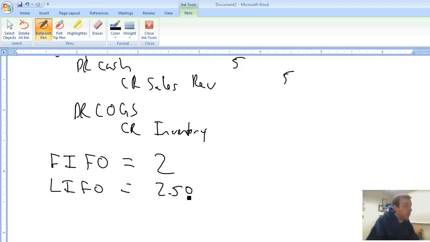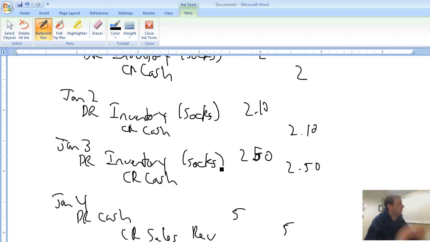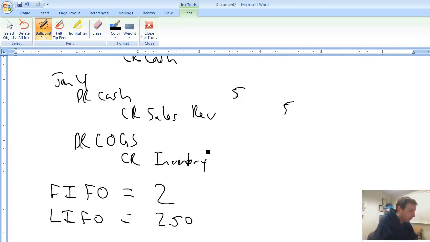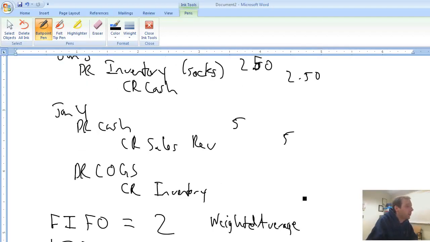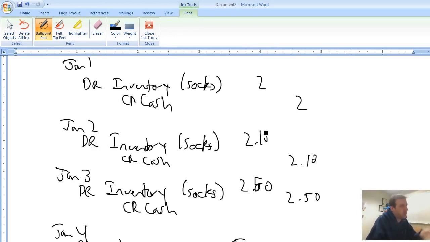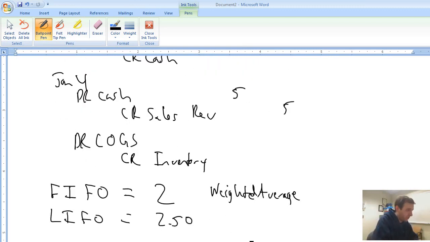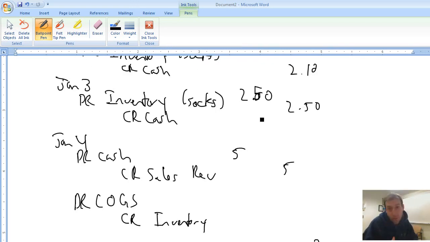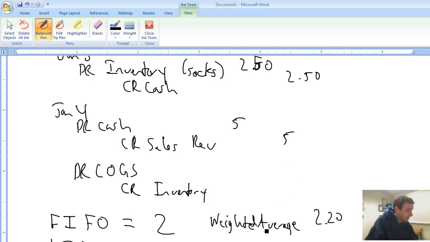Now there's other methods available to us too. Some of you may be looking at this and saying, hey, just take an average. Very legitimate method. It's called the weighted average method, and we'll look at that one next. So if I were doing weighted average, I would look at these items and I would go, okay, 2 plus 2.10 plus 2.50, that's 6.60 divided by 3. My average cost in inventory is 2.20. I added them up. That's why my last one was 2.50. I wanted it to be an even number. So 2.20 is my weighted average. Beautiful. So far, so good.